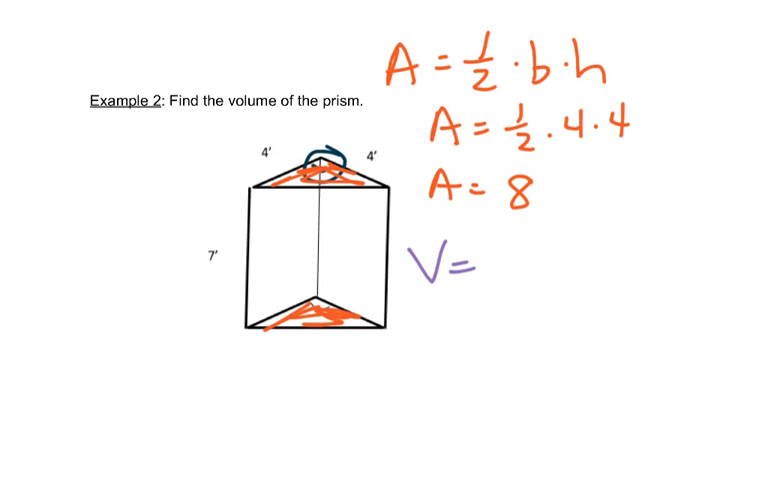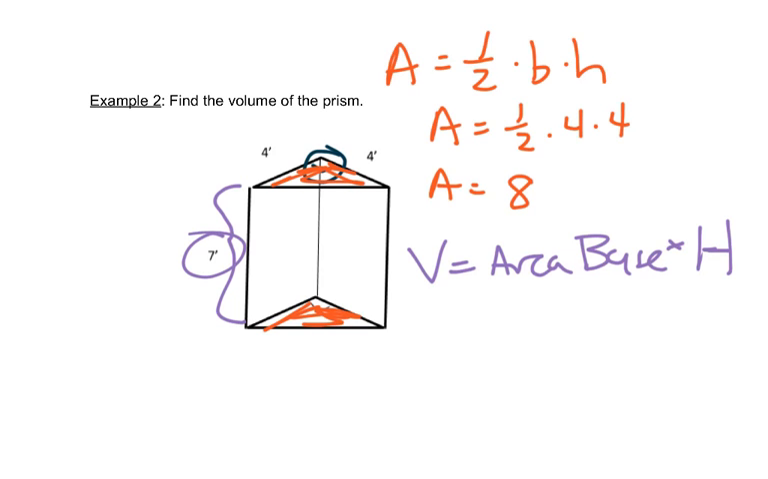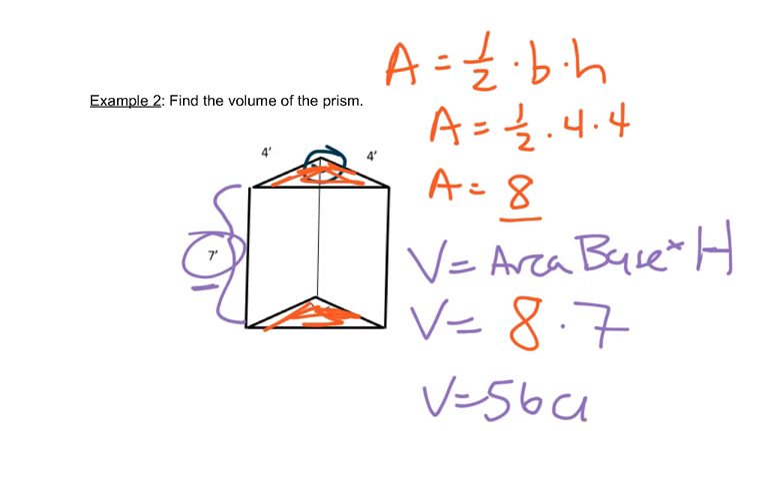So remember that the volume is the area of the base times the height of the prism. So the height of the prism is the distance between the two bases. So these two red pieces are our bases. The distance between them is this 7. That's the height. So we're going to take 8 that we found of the triangle times 7, the height of the prism, and we get 56 cubic, and this is marked in feet.